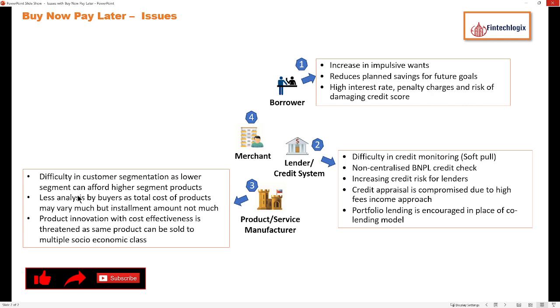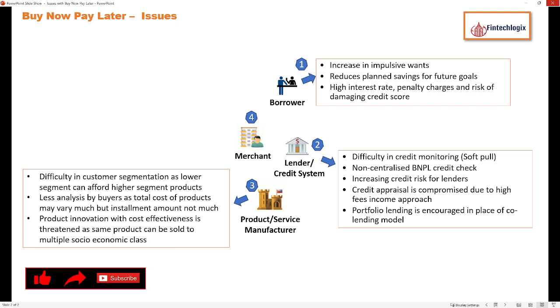In short, a customer with lower socio-economic capability or a lower income category can now also afford high value products, right? So your customer segmentation becomes very difficult. There is also less analysis by buyers before purchasing a high value product, because the entire price together might look like a big value, but the same amount split into 12 installments instead of 6 makes the installment value come down. That is what is promoting buyers to do less analysis on the product and the pricing mapping.